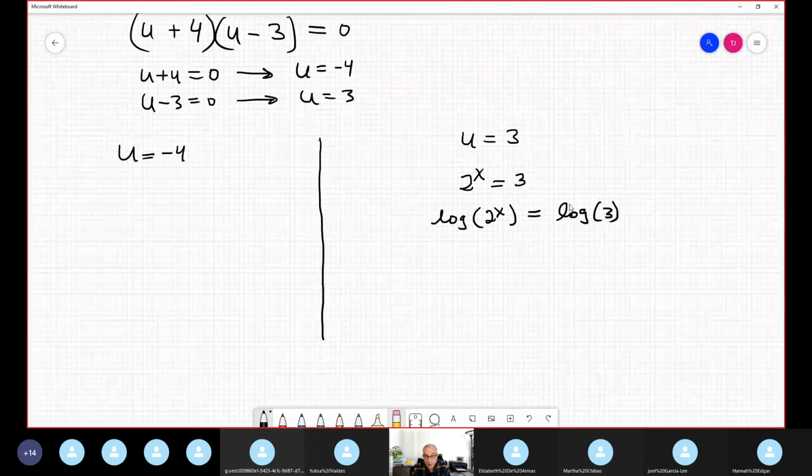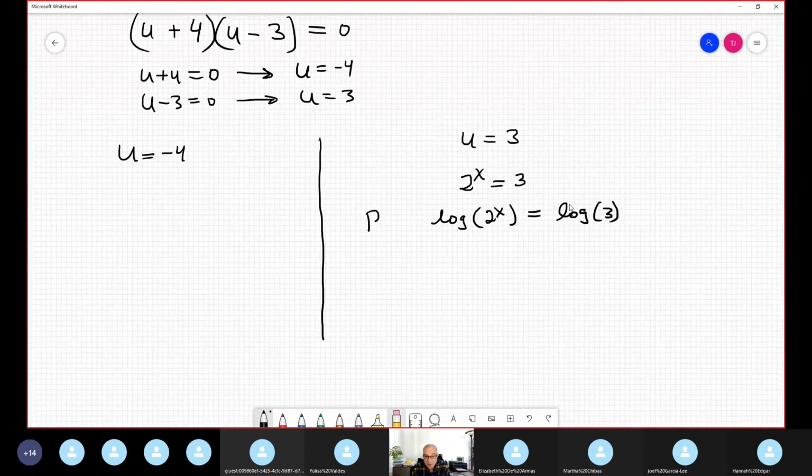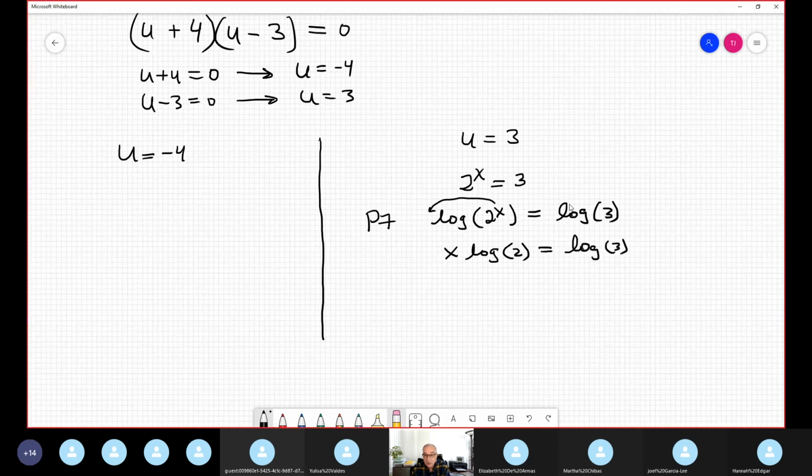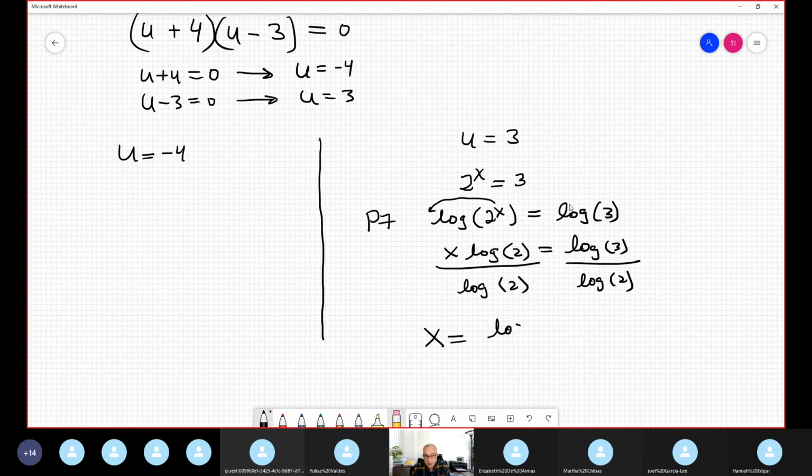One more time, we apply property 7. It allows the exponent to go to the front. And in this moment, magically, we have a linear equation. Divide both sides by ln of 2. Therefore, x is equal to log of 3 divided by log of 2.